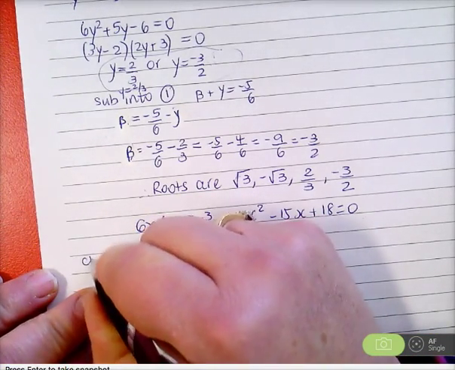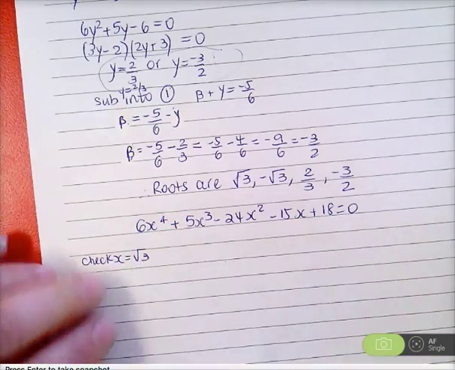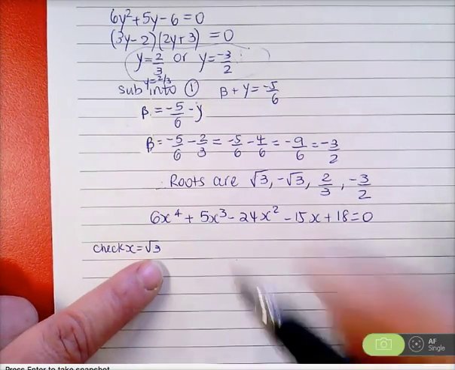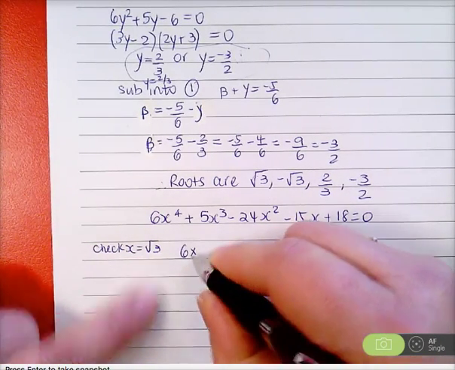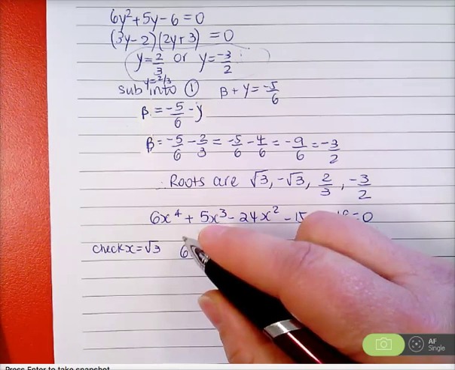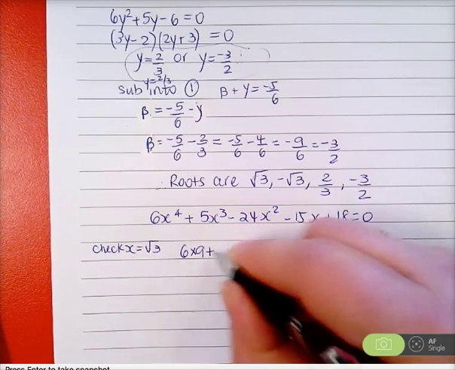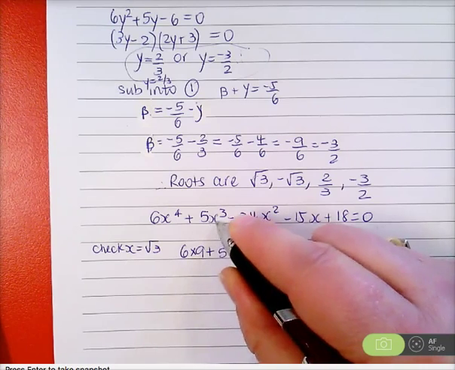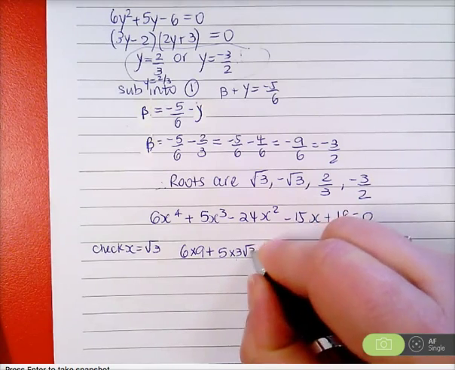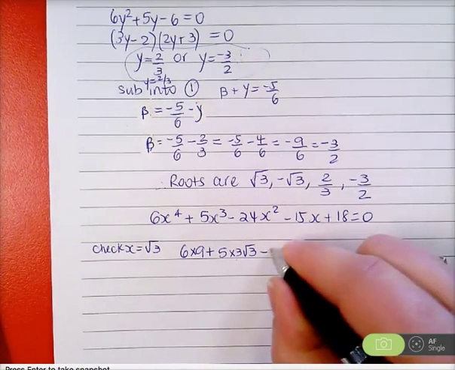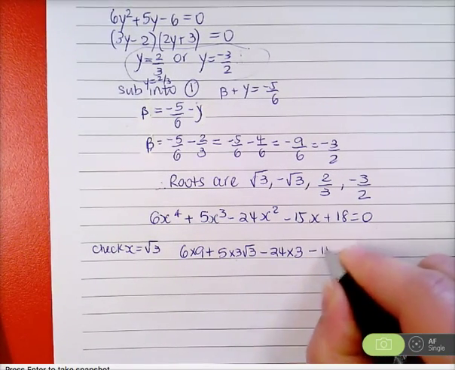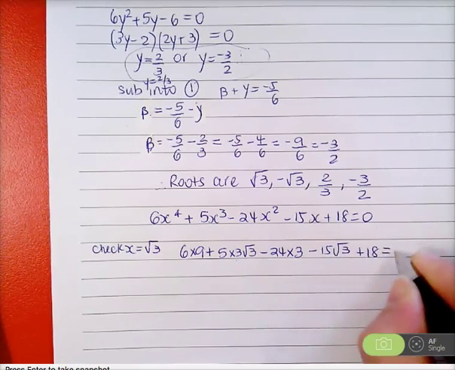So I'm going to check if x is root 3. If x is root 3, these are my solutions. The roots are my solutions. If you put x is root 3, what do you get? 6 times, what's root 3 to the power of 4? Root 3 squared is 3, and another root 3 squared is 3, so it's 9. Plus, now, 5 times root 3 cubed. Root 3 times root 3 is 3, and then there's another root 3. Do you get the idea? Minus, what's 24 times root 3 squared? Times 3. Minus 15 root 3 plus 18.